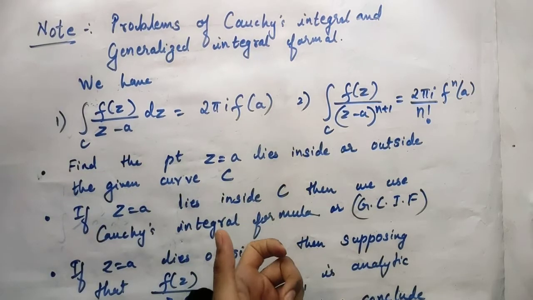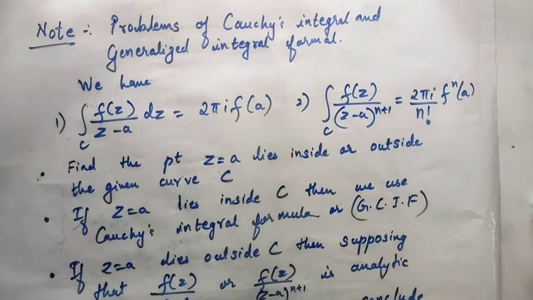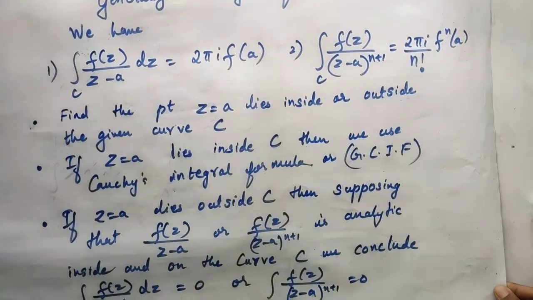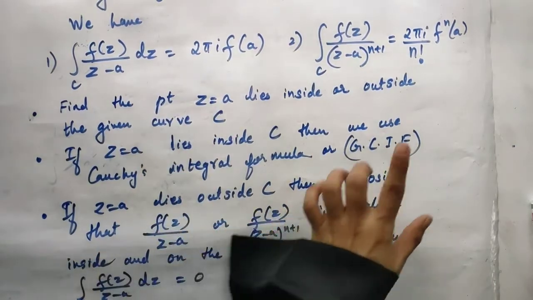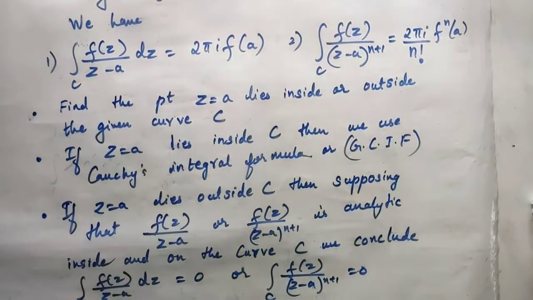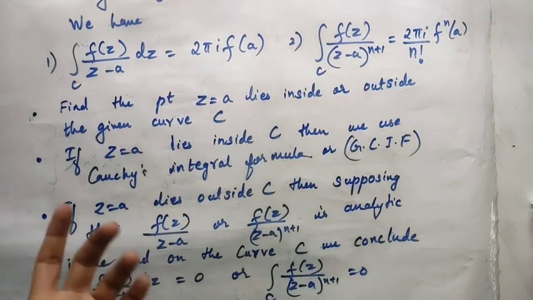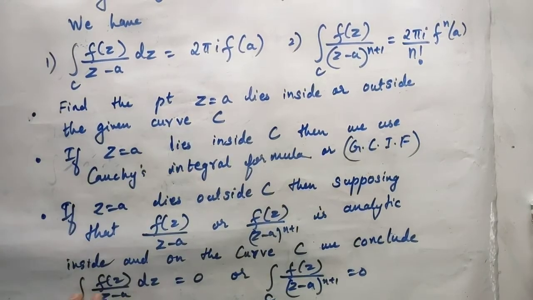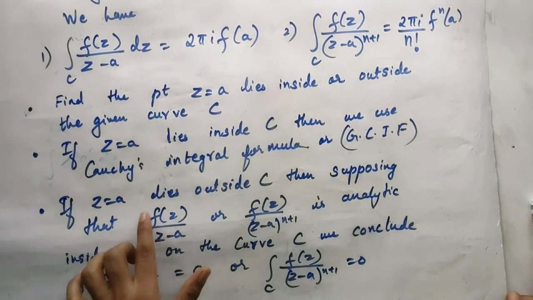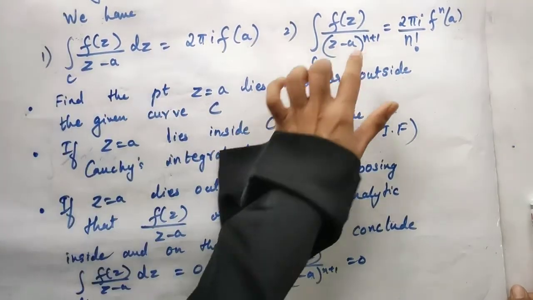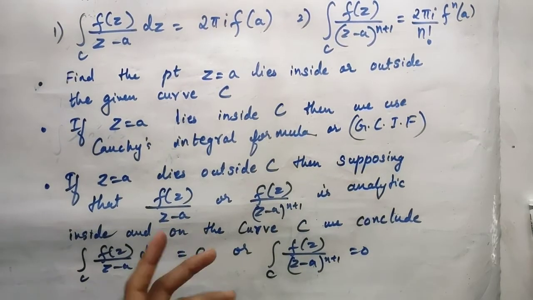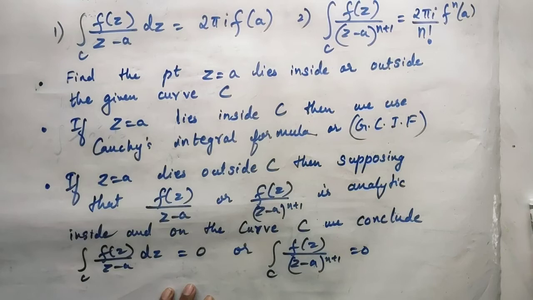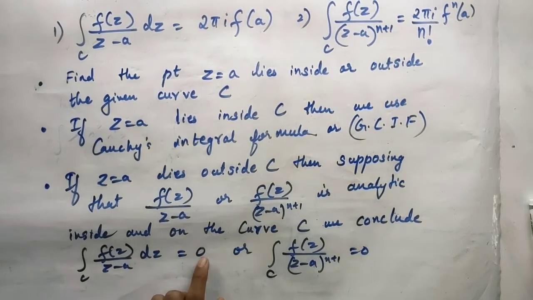Is it inside the curve c or outside the curve c? After we are done with it, if it is inside the curve c, then we directly apply Cauchy's integral formula or Cauchy's generalized integral formula to evaluate these integrals. In case it is outside the curve c, then the functions inside the integrals become analytic inside and on the curve c, because the given point is lying outside the given curve. In that case, we directly consider the integral over that curve to be 0.